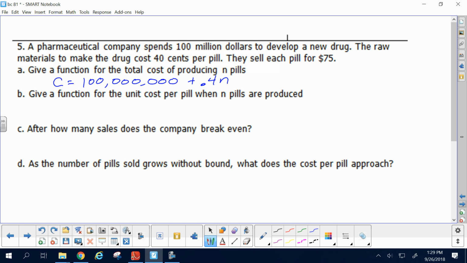I wish I would have put this question in, but stick with me. We'll ask, if they produce only one pill, how much does that pill cost? $100 million and 40 cents. If they make two pills, how much does each pill cost?